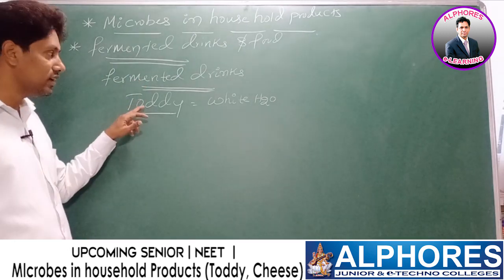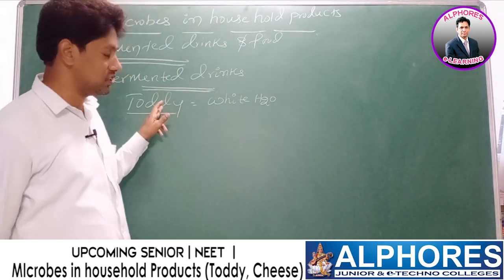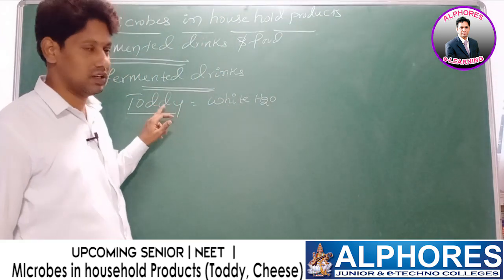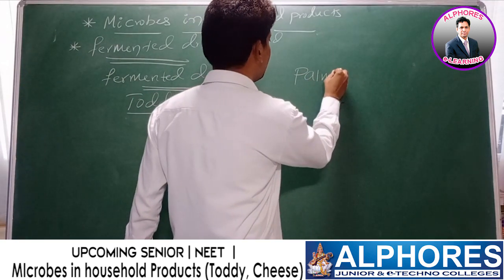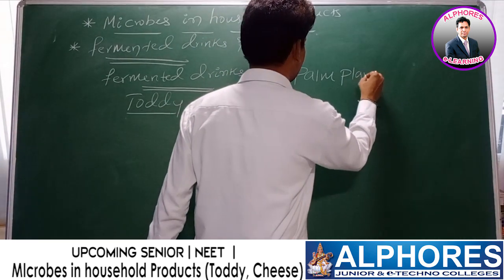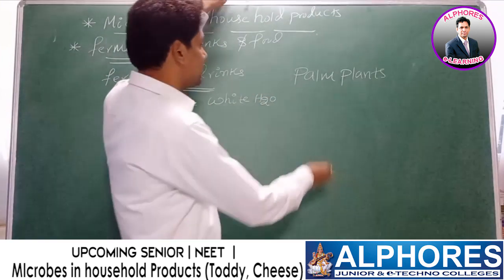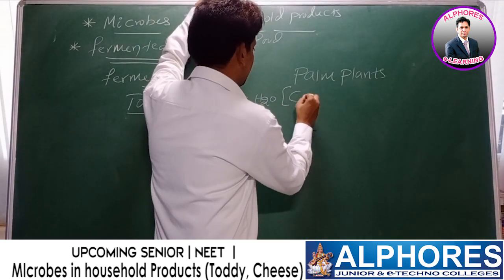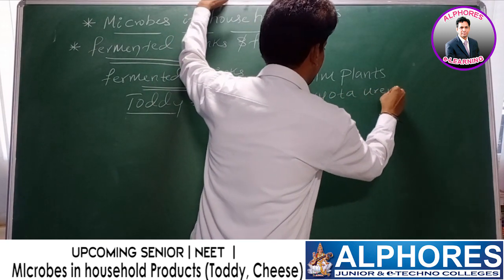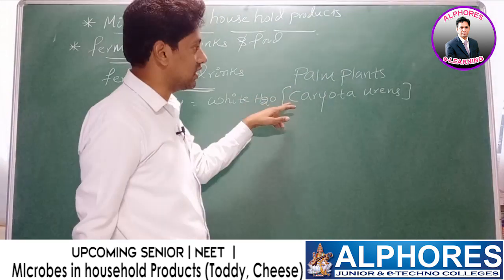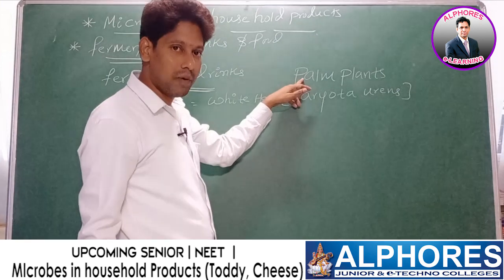How is this toddy obtained? Listen. This toddy is produced from palm plants. Toddy is produced from which plants? Palm plants. Best example for palm plants is Caryota urens. Caryota urens is a palm plant.